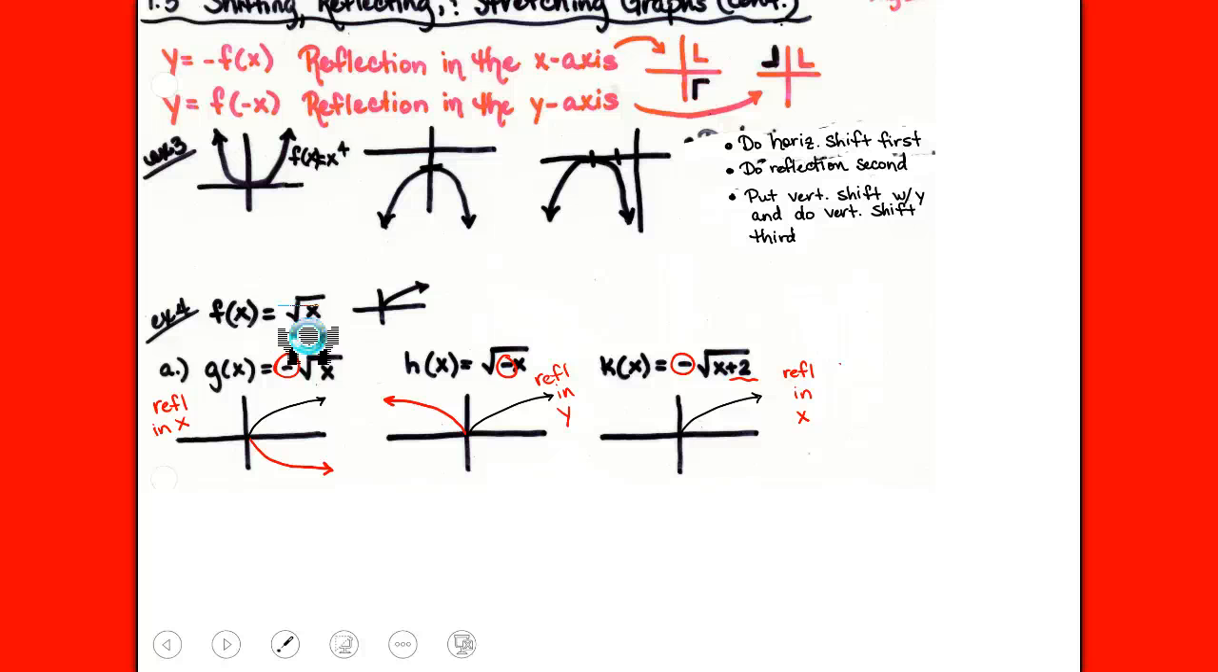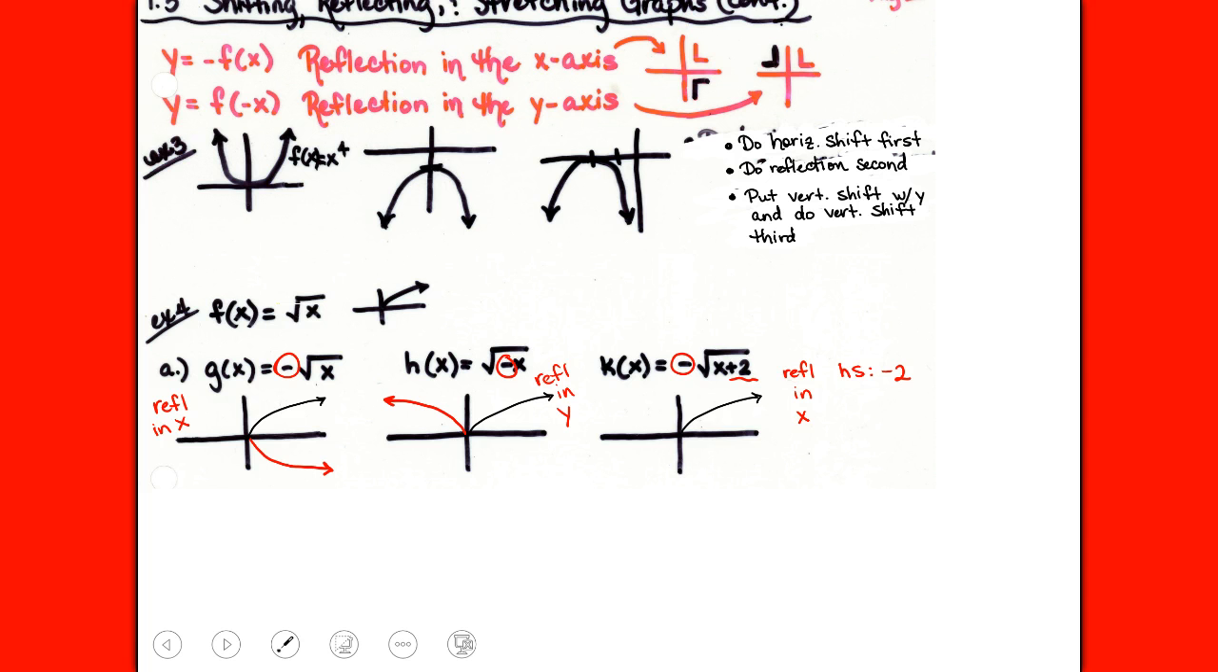Negative 2 is being subtracted from x. That's x minus a negative 2, which gives me x plus 2. Or we also said you could think of it as the opposite of. So the opposite of positive 2 is negative 2. So, horizontal shift of negative 2. We're going to talk more about this in just a minute with our next example.